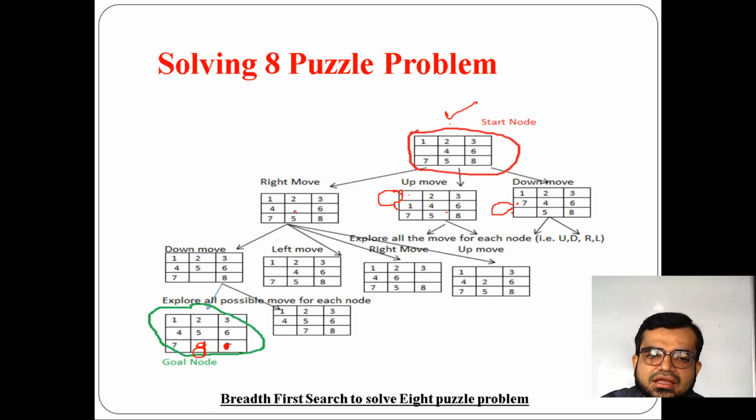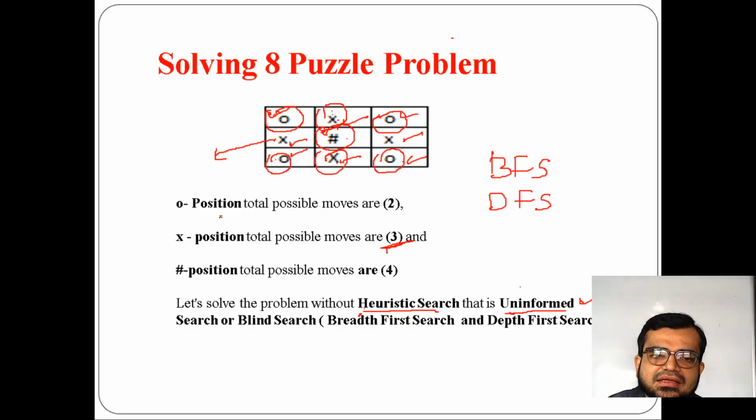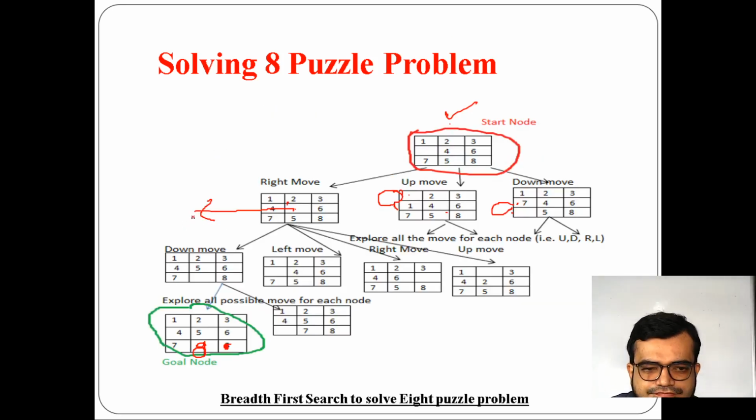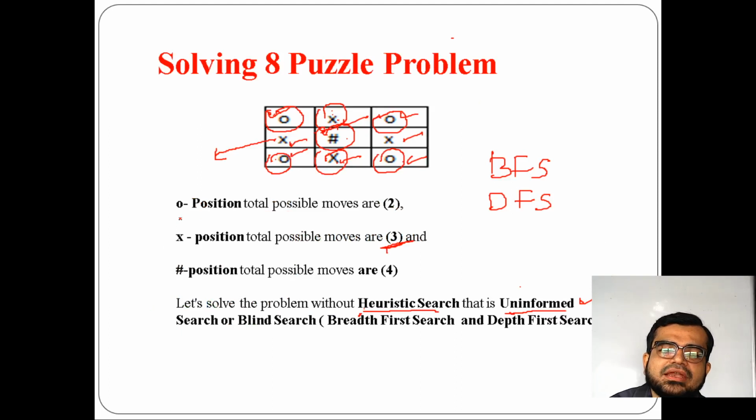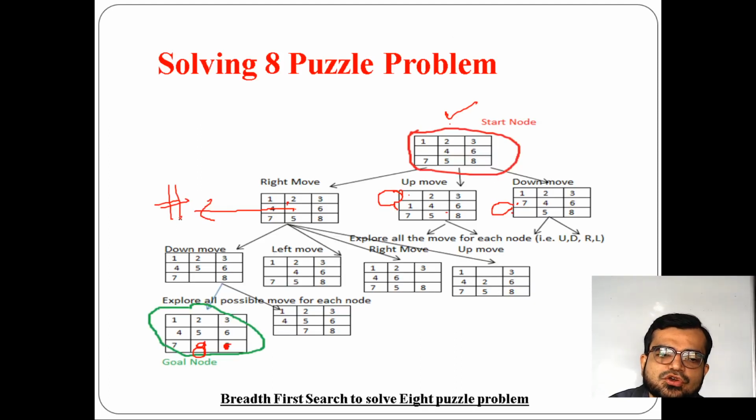now, in this one, if you observe carefully, this is the location, like hash location. So hash location means how many positions are there? 4 moves. So that's why you can move down, left, right or up. So it is moving in that direction.